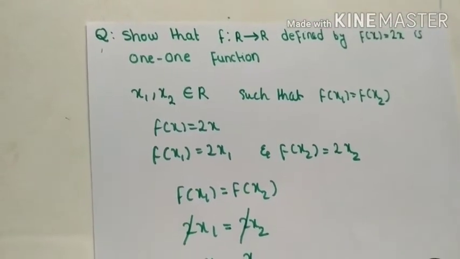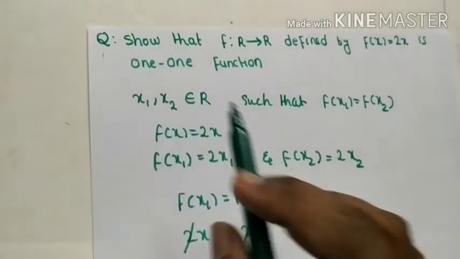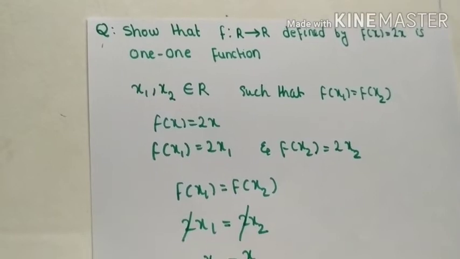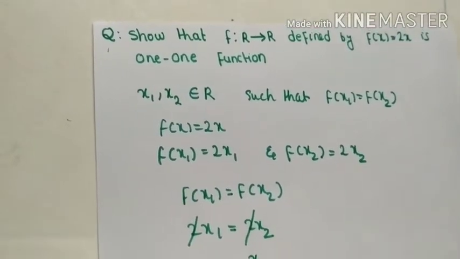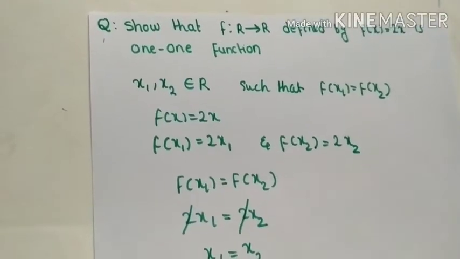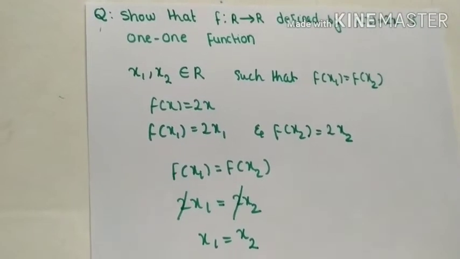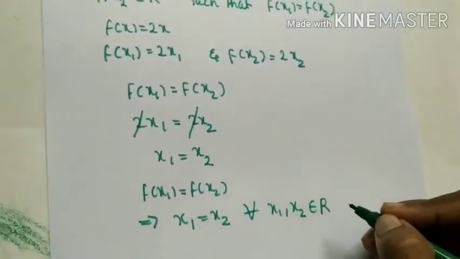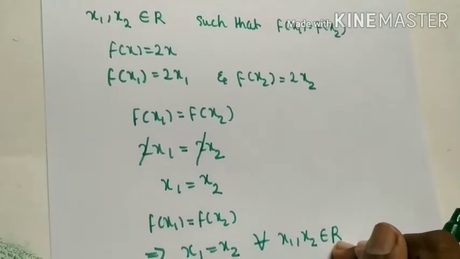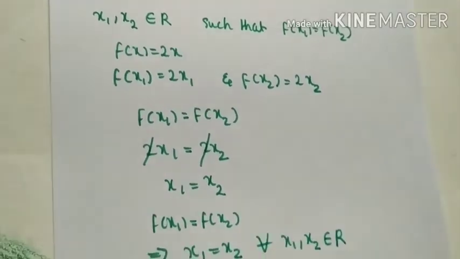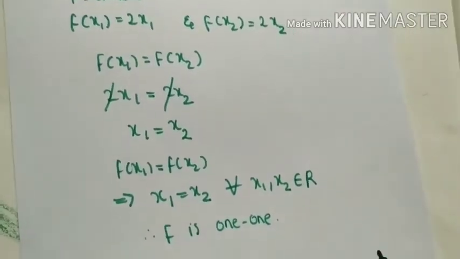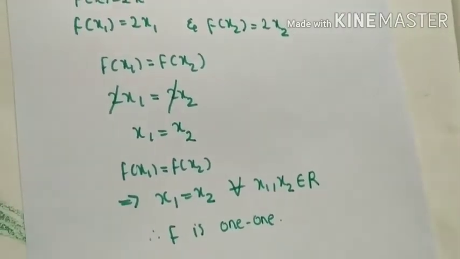Hence, for any two arbitrary elements x1, x2 in the domain of f, f of x1 equal to f of x2 implies x1 equal to x2 for all x1, x2 belonging to our domain R of the function f. Therefore, f is 1-1. So, we get that our function is a 1-1 function.